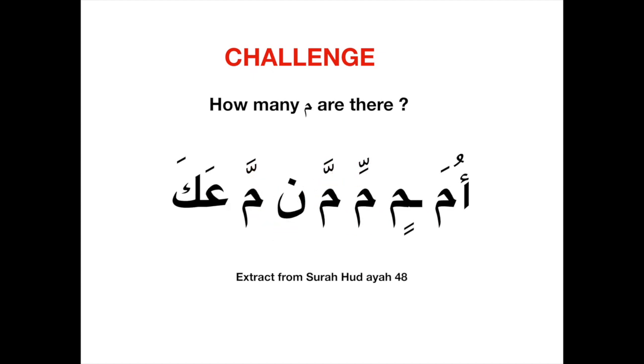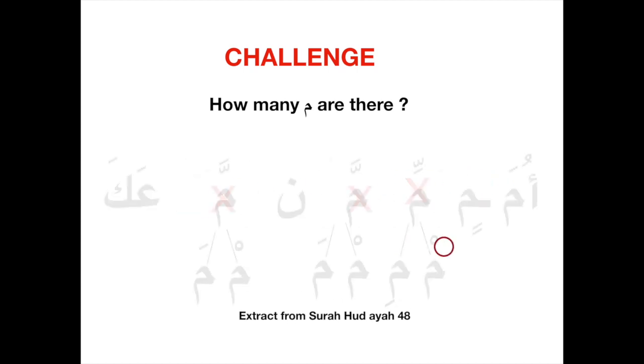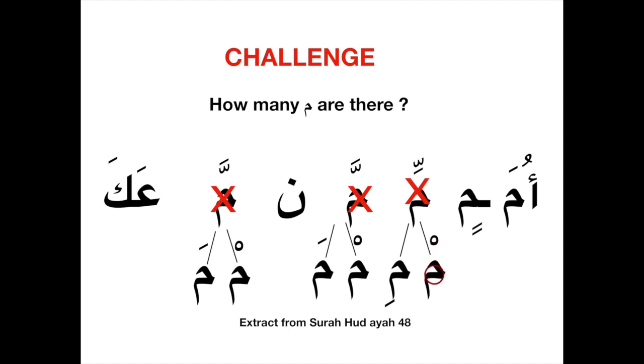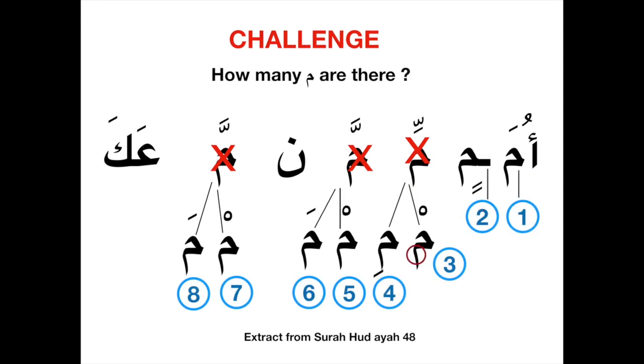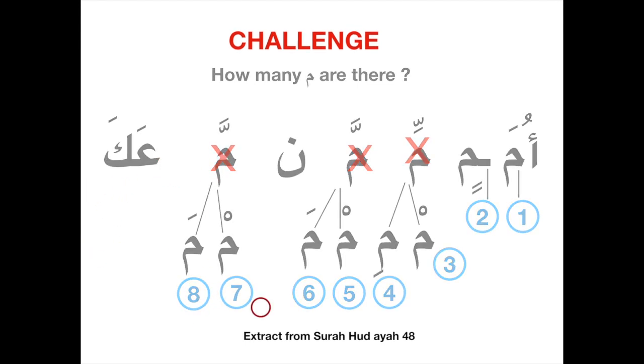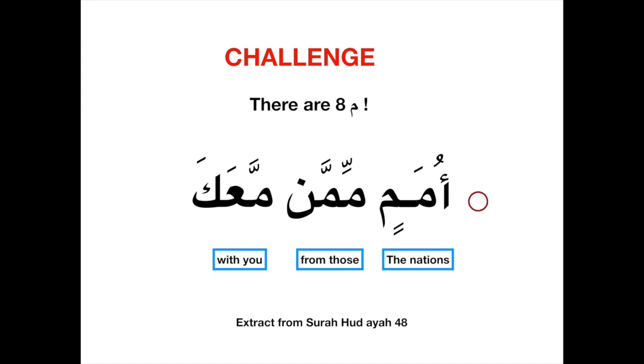So if I expand this, open up for you, so you can see each of the letters, and now I have replaced each one and opened up the 2 letters. So you can see we have 1 there, 2, 3, 4 from this one, 5, 6 from this one, 7, 8 from this one. There are 8 meems in this word here, or 3 words. It's an extract from one of the ayahs, ayah number 48, Surah Hud. This is the only place it will be in the whole Quran.